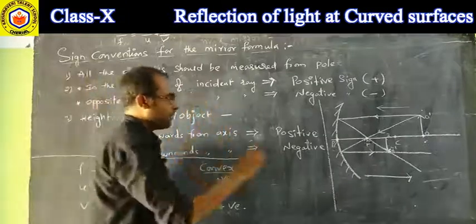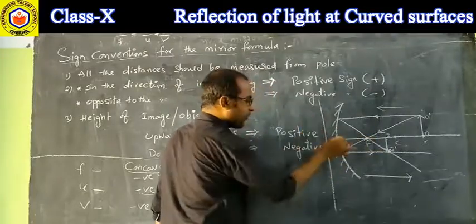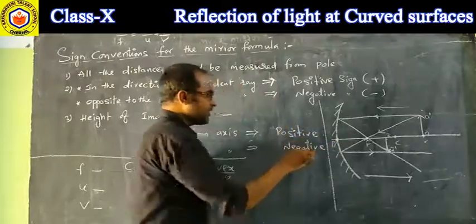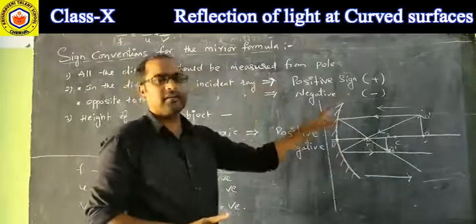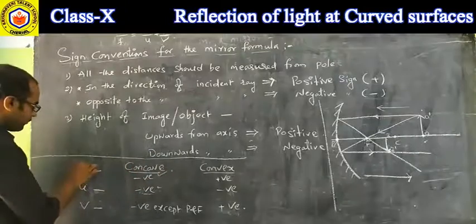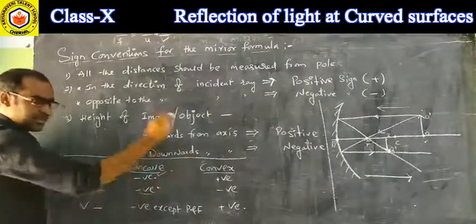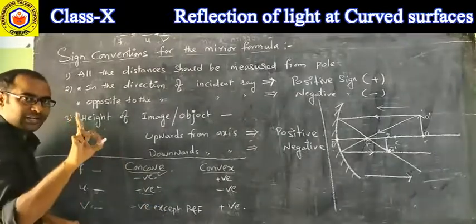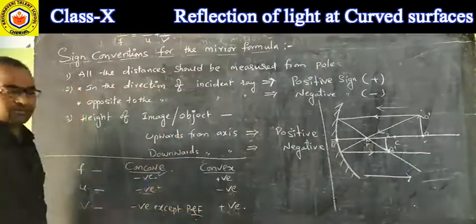What is that case? When we place the object in between pole and focus, the image will be formed inside the mirror. In that case, image distance will be positive because we measure in the direction of incident ray. Is it clear? So for concave mirror, focal length is always negative, object distance always negative, image distance always negative, except one case, that is when the object is placed between pole and focus.